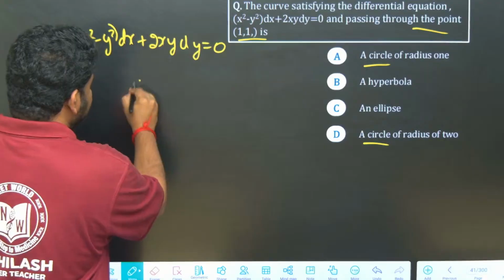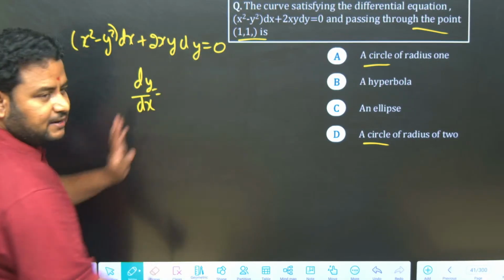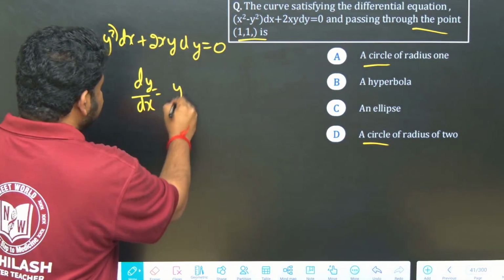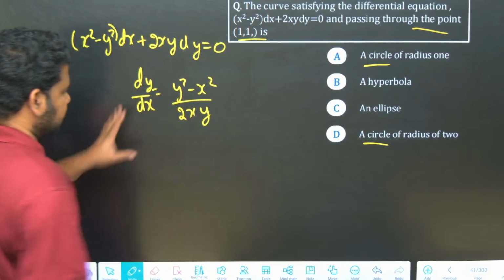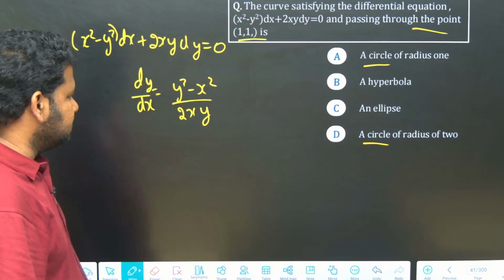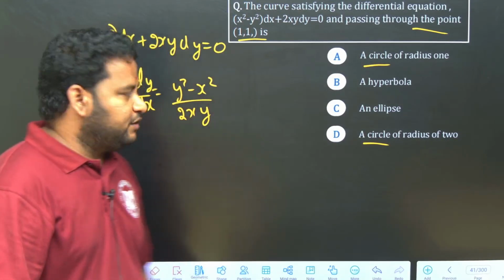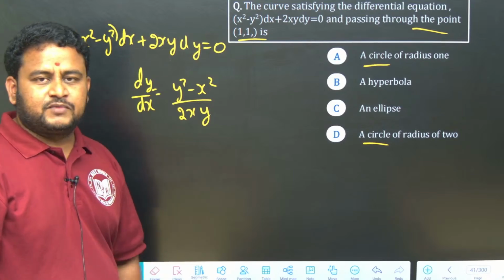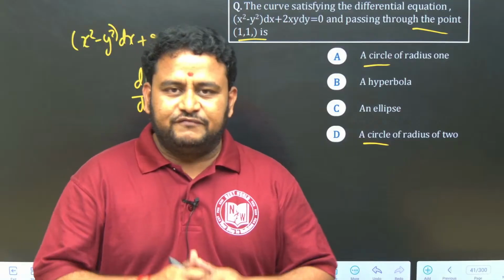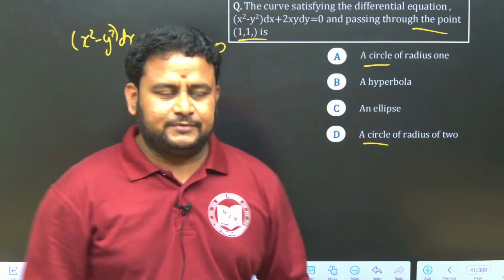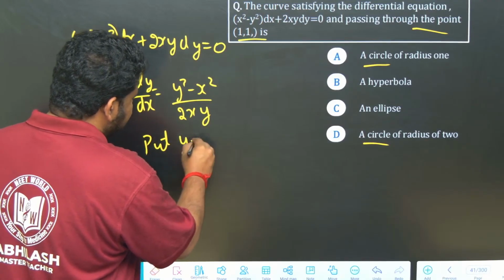So this will transform into dy by dx is equal to this. If I send it to this side, it will become minus, so it will become y square minus x square divided by 2xy. This is what I get in the form of dy by dx. As I told you while solving homogeneous differential equations, if you want it in dy by dx form, we put y is equal to vx. If you want it in the form of dx by dy, we put x is equal to v into y. This is dy by dx, so I will put y is equal to vx.